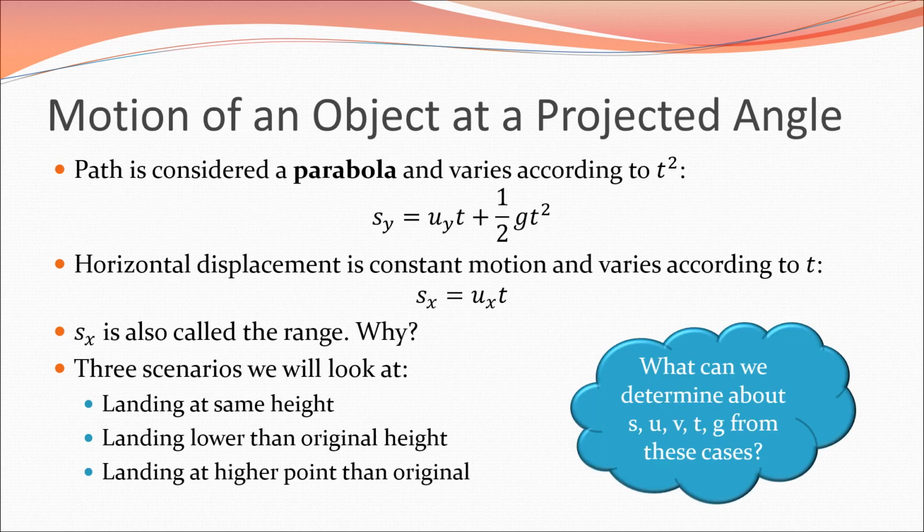When we project an object through the air at an angle, we often refer to its path as a parabola. It's an object moving in an arc through the air. Although it's not perfect when you compare it to a parabola, it's a very good approximation of the motion of that curved object through the air.